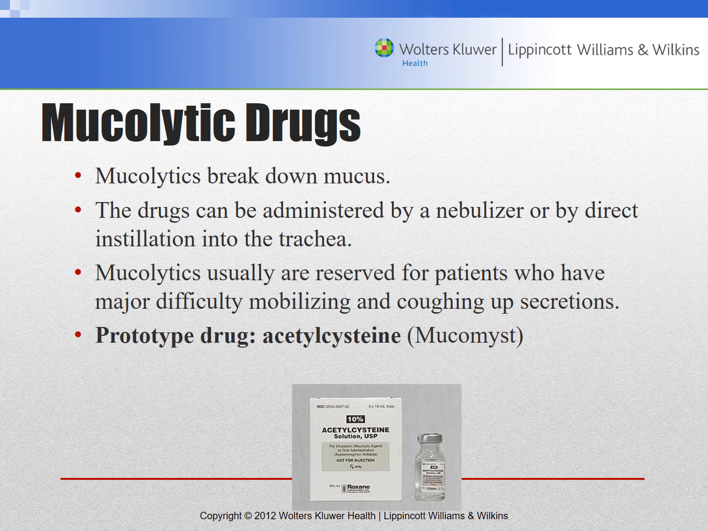Mucolytics are usually reserved for patients who have a major difficulty mobilizing and coughing up secretions, specifically in the cases that we have talked about, specifically in cystic fibrosis patients. And our prototype drug here is acetylcysteine, or by brand name is Mucomyst.